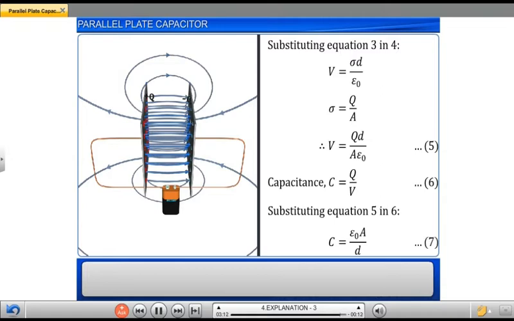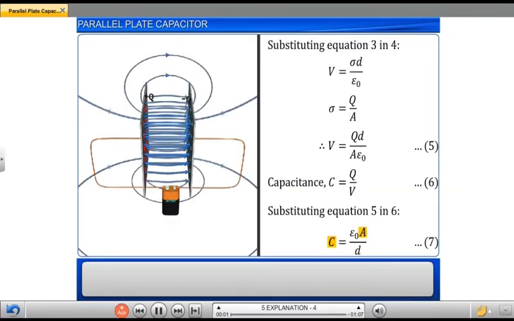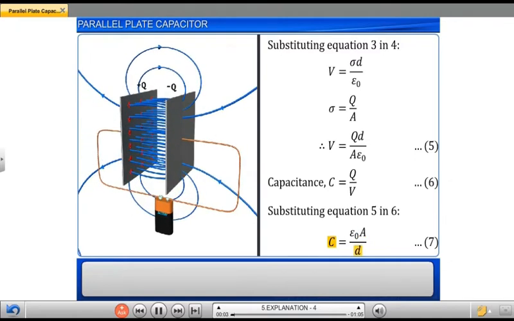Let this be equation 7. This expression for the capacitance shows that the capacitance is directly proportional to the area of the plates A and inversely proportional to the distance between the plates.